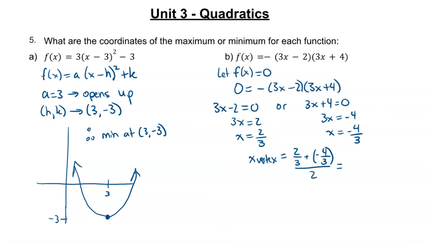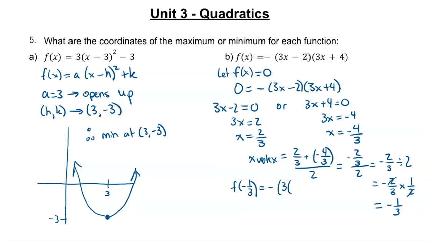So we add them together, we divide by 2, and then what we get is negative 2/3 divided by 2. Well, if you can't work that out in your head very well, think about it this way. You could write it like a division sign, and then what that means is we flip it and multiply. So negative 2/3 times a half becomes negative 1/3. So what we have to do now is sub that back into our original equation, f of x, in order to determine what the y value of the vertex is going to be.